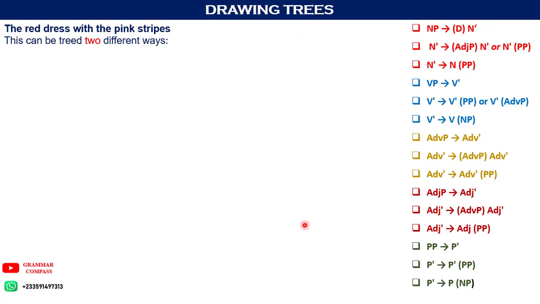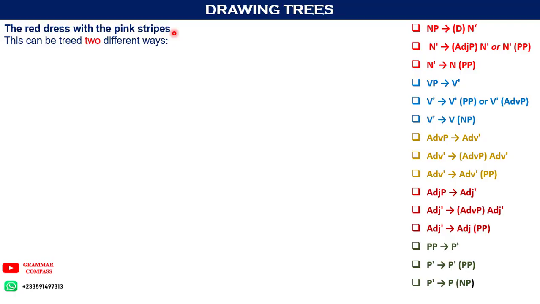Let us try another one. The red dress with the pink stripes. This, we can have 2 different trees. Why do you think we will have 2 different trees? This is because we have 2 adjuncts. So someone will choose to treat the first one first, red. Someone will choose to attach the with the pink stripes first.